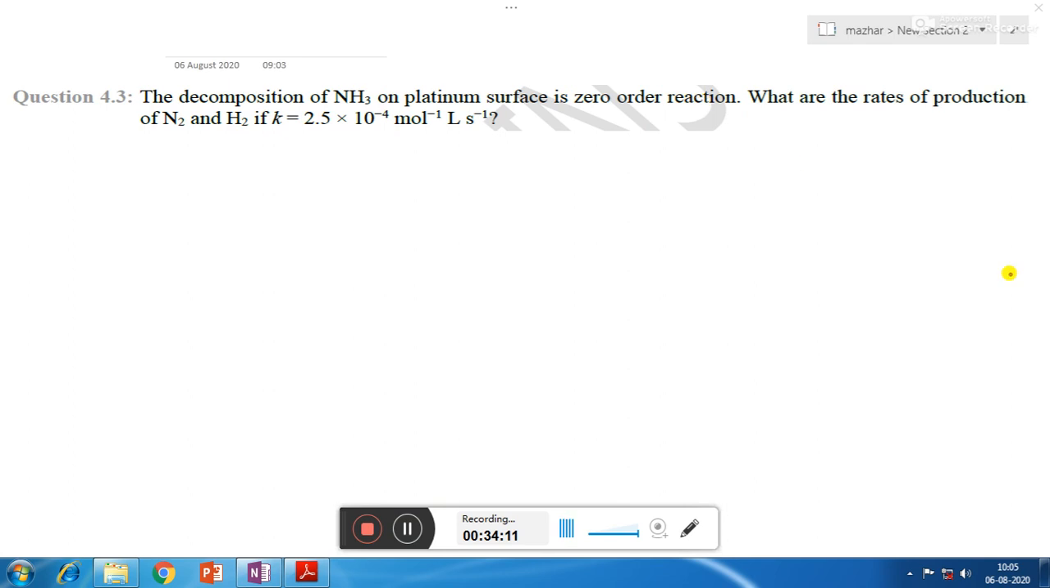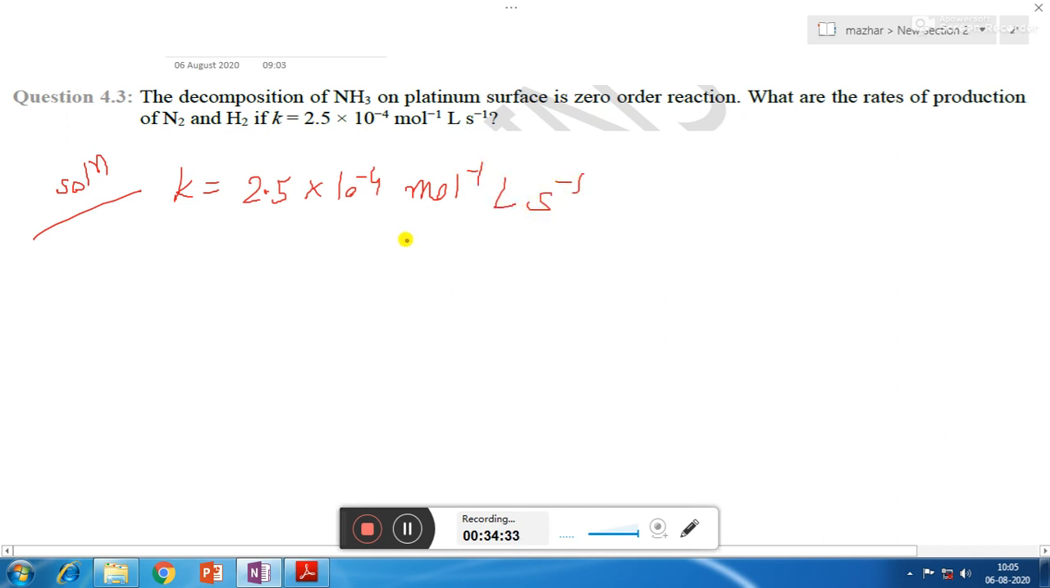Now question number 4.3 of the exercise: the decomposition of NH3 on a platinum surface is a zero order reaction. What are the rates of production of N2 and H2 if K equals 2.5 into 10 raised to minus 4 mole inverse liter second inverse? Now here we will see that the equation of the decomposition of ammonia is 2NH3 gives N2 plus 3H2.